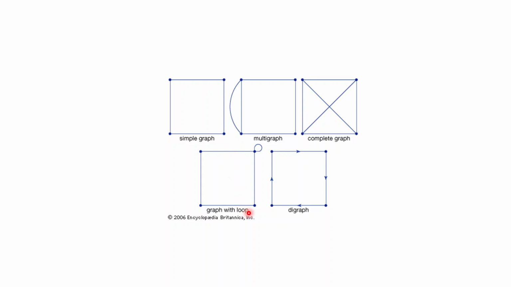And then a graph with loop. What's a loop? It's once again going back to the same node. Okay, this is a loop. This is a loop. It's going back to the same node. And digraph is nothing but a direction graph. Digraph is nothing but a direction graph. So there are different terms in inward and outwards.